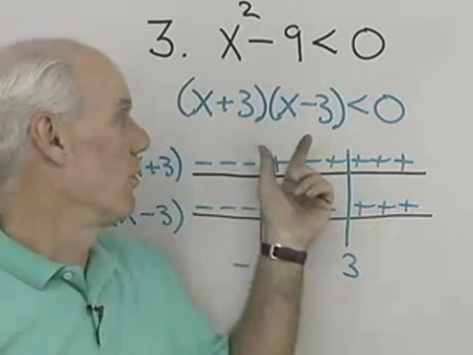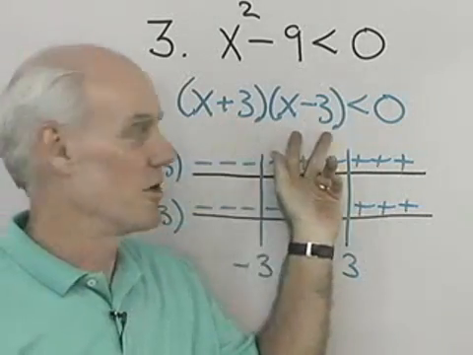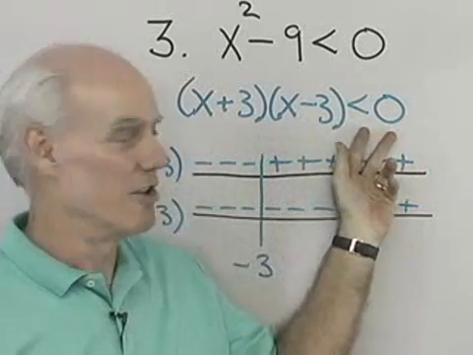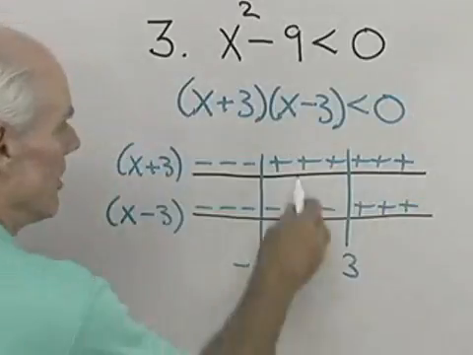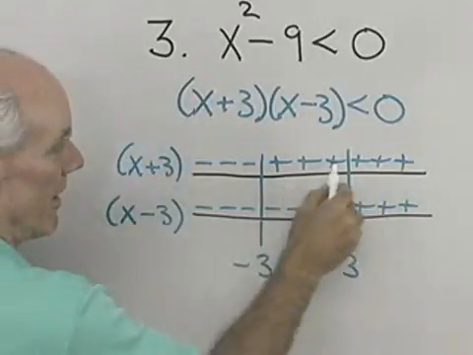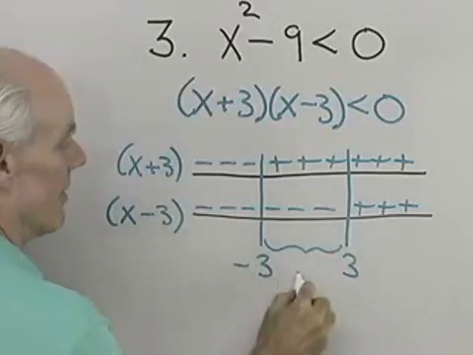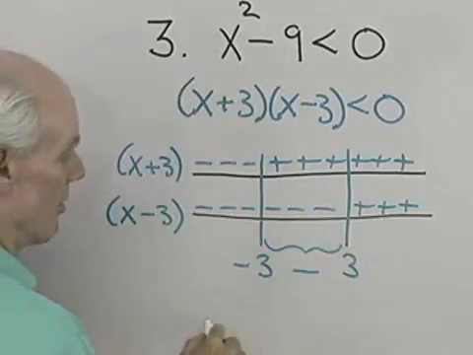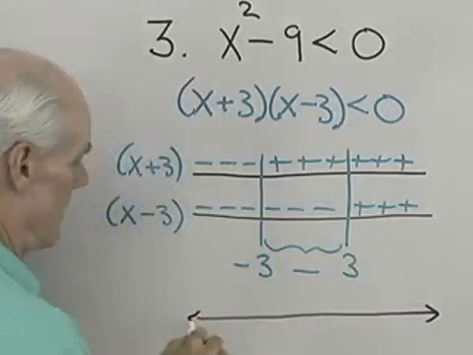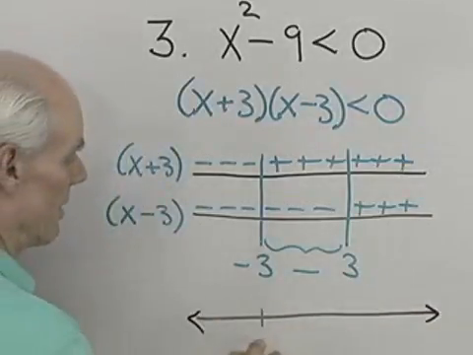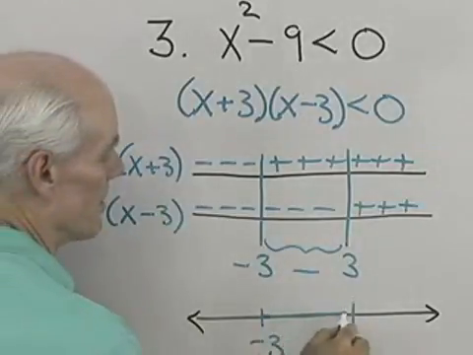So here I'm looking for numbers on the number line for which the product of this factor with this factor is less than 0. So I want my product to be a negative number. I look in here and see here's where one factor is positive, the other one is negative. So in here I have a negative product. So I'll finish this up by drawing a number line. I'll put in my endpoints negative 3, positive 3. I want all the numbers in between here.